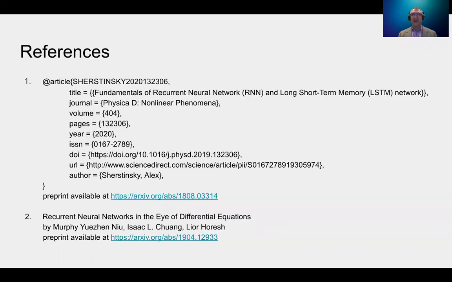The content of this talk was based on the first reference, which was published by Elsevier in the journal Physica D, Nonlinear Phenomena, in the special issue on machine learning and dynamical systems in March of 2020.